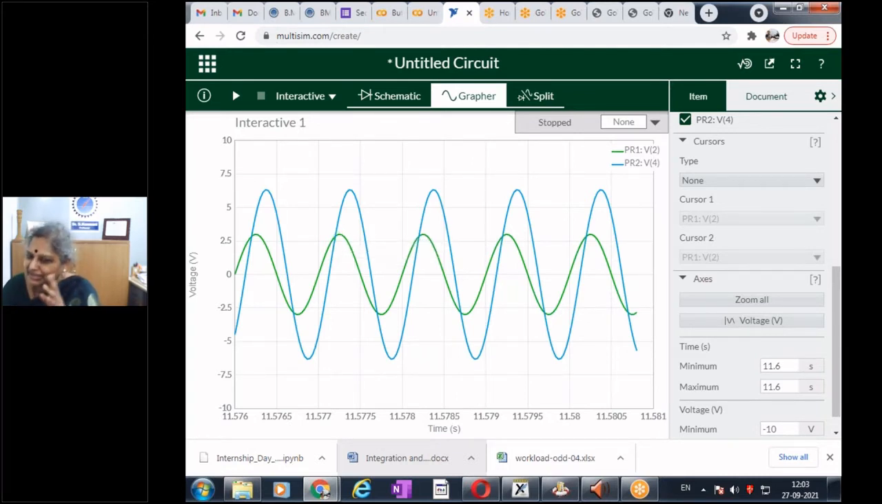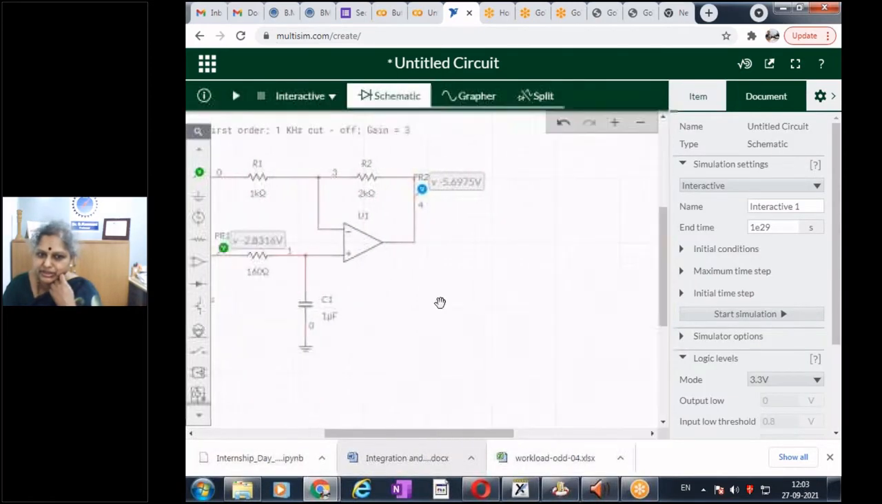So my output is higher than the input. It is working. That is fine. So my op amp is working. Everything is fine, but my gain is not. So let's go back to the circuit.